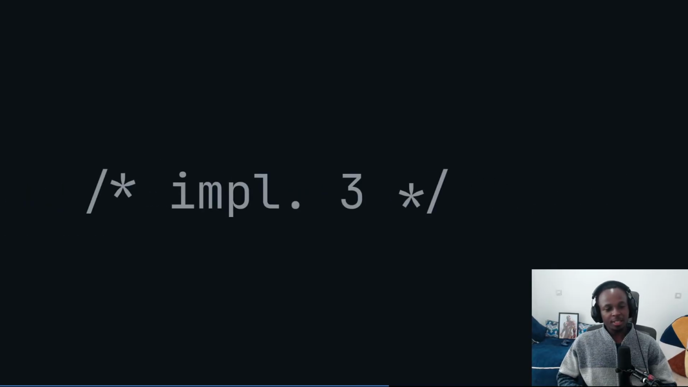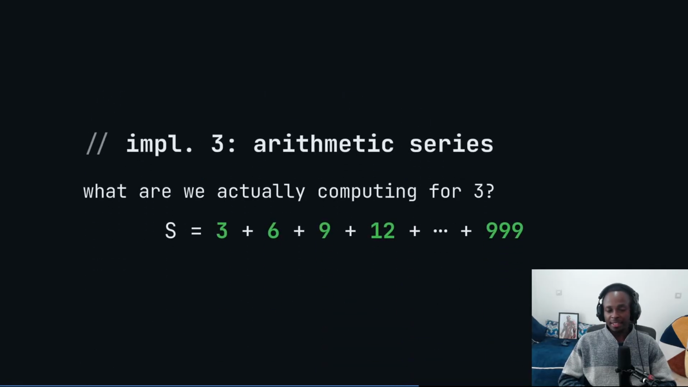So let's look at the third and final implementation. In this case, we are going to consider the arithmetic series, because what are we actually computing, right? Let's take a look for the 3. We are taking 3 plus 6 plus 9 plus 12 all the way to 999. That is the series, right?